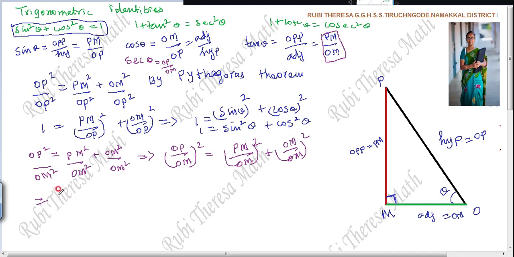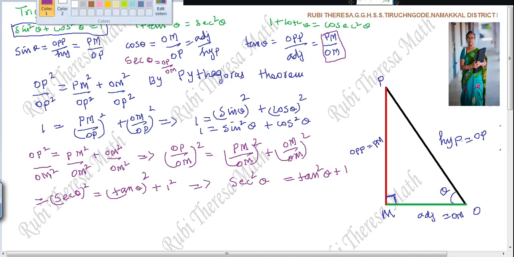So here you have to write secant theta the whole square equal to PM by OM the whole square, and PM by OM is tan theta. So tan theta the whole square plus 1 square. That is, secant squared theta equal to tan squared theta plus 1. 1 plus tan squared theta equal to secant squared theta. That's all. Do you follow?